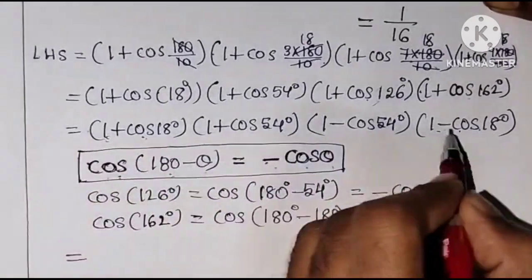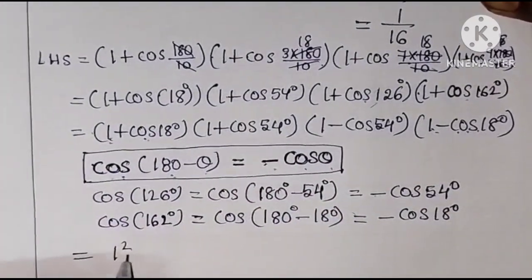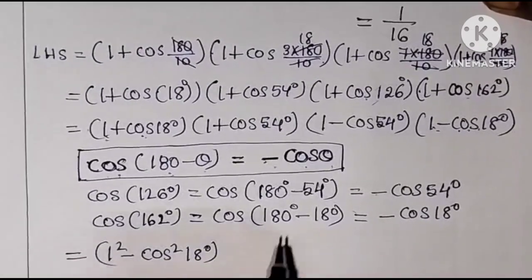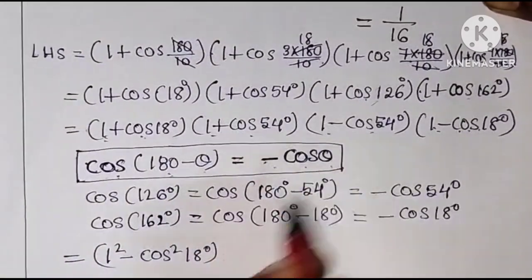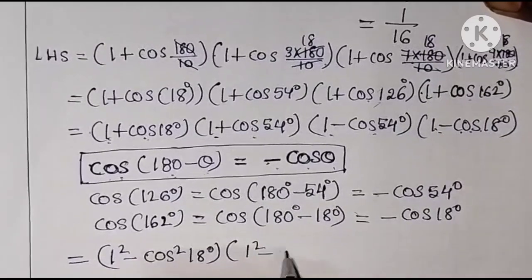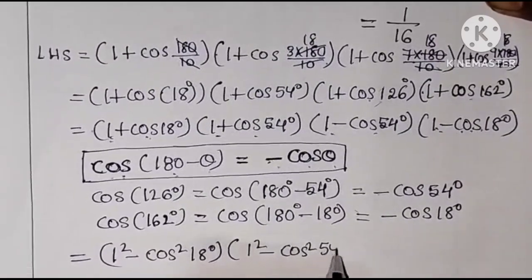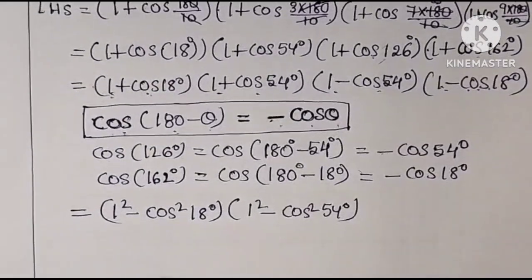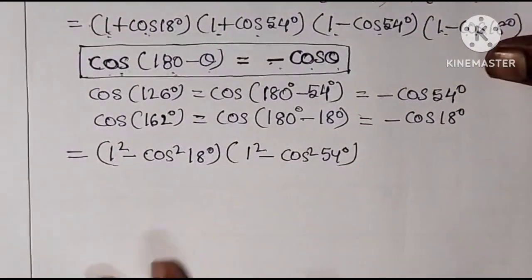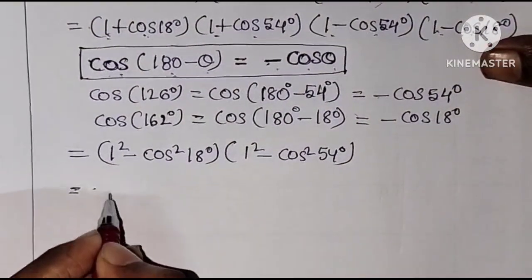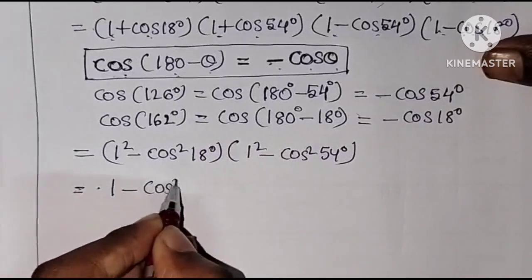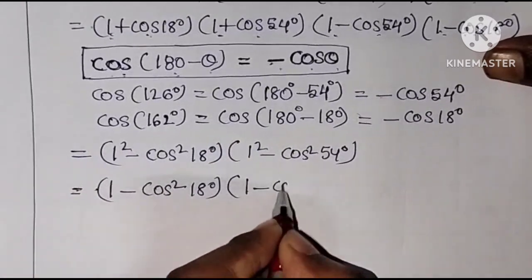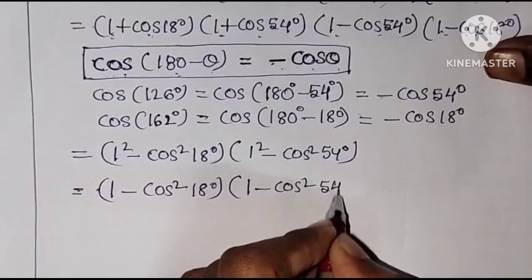See, 1 plus cos 18 degrees, 1 minus cos 18 degrees. This is like the a plus b into a minus b formula, a square minus b square. Similarly for the other pair, a plus b into a minus b is a square minus b square. Let us move on to the next step. 1 square means how much? 1 minus cos square 18 degrees, and 1 minus cos square 54 degrees.